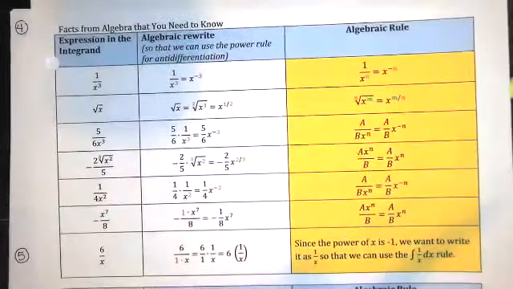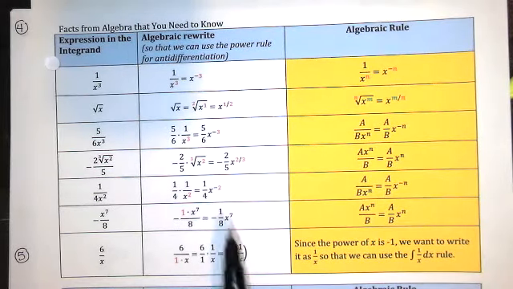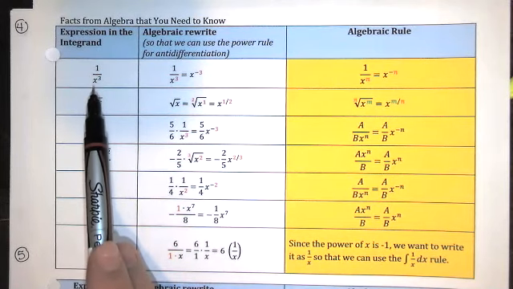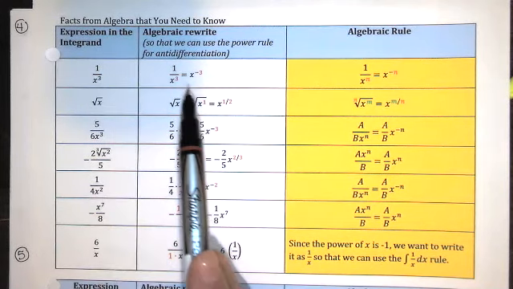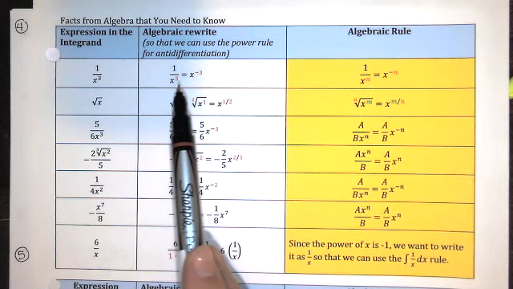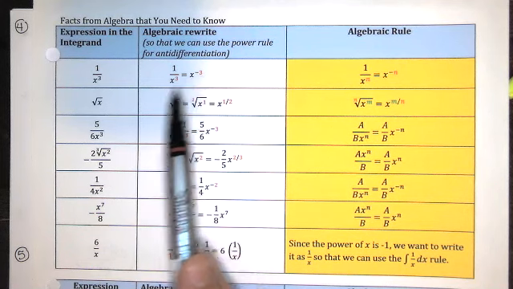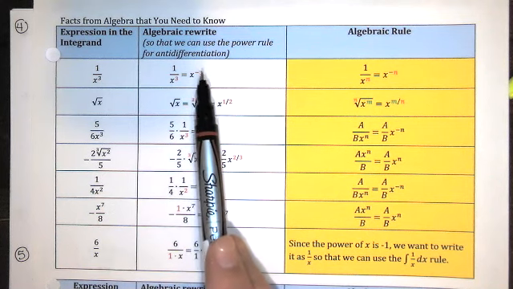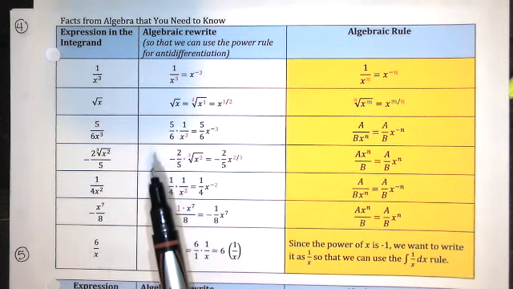Now, this is on the second page of your sheet. These are all the algebra rules that you need. Whenever I see 1 over x to some power, I can bring that up to the numerator. I can write that as x to the same power, but if that power in the denominator is positive, when you bring it up to the numerator, it's going to be negative. So you just change the sign.